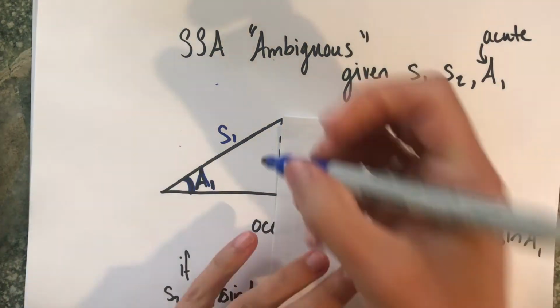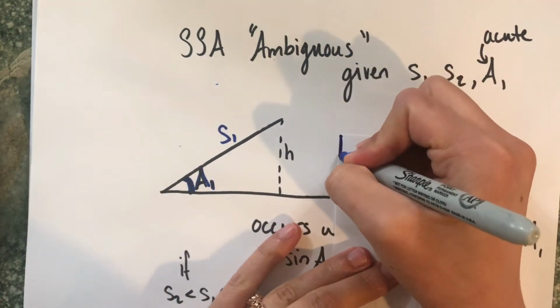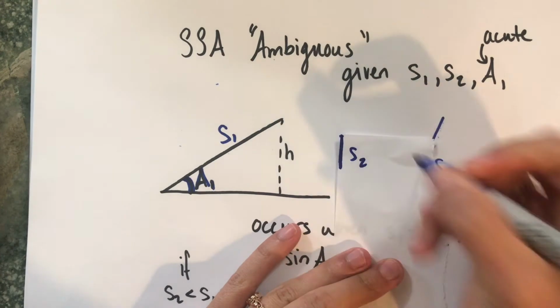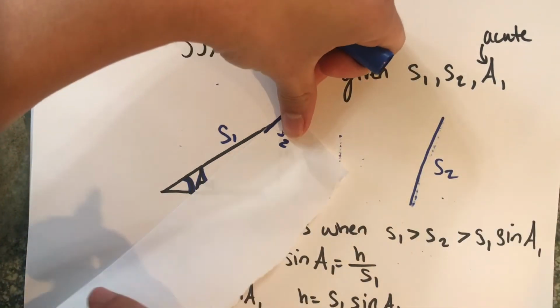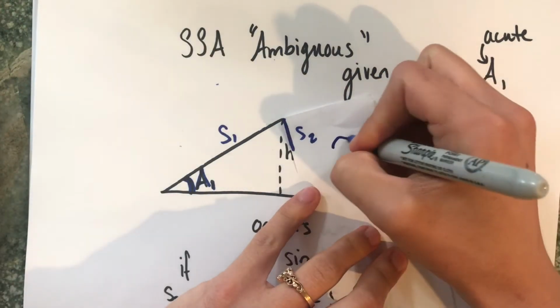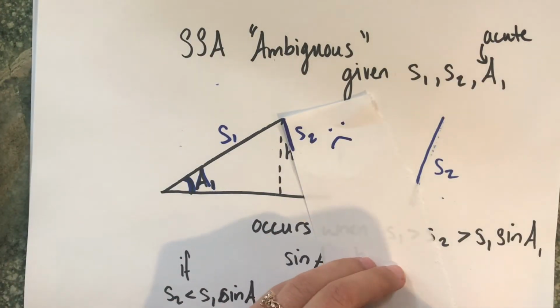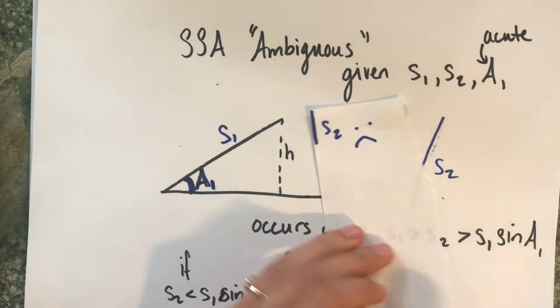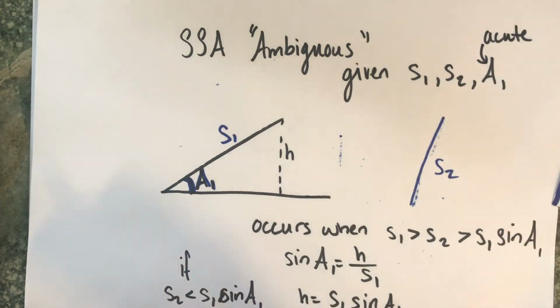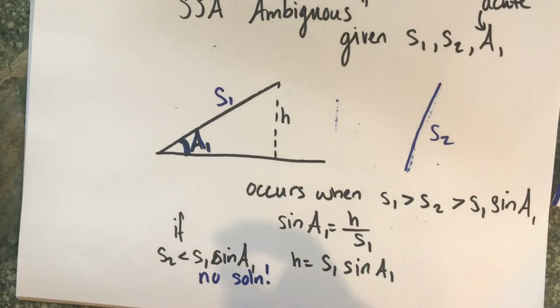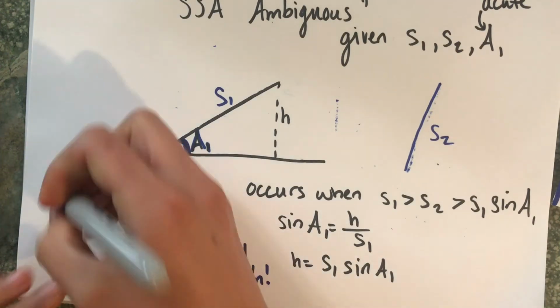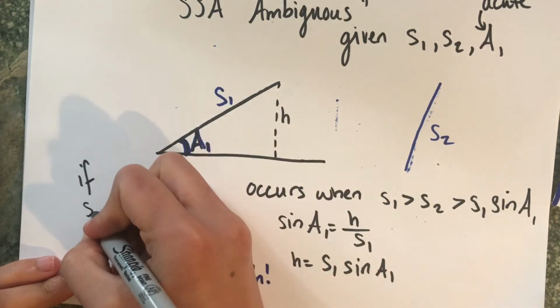Now, let's say I have an S2 that's smaller than h. Notice if I put that S2 there, if it's smaller than h, then I'm never going to be able to make a triangle. So in this case, there is no solution. If your side 2 is smaller than the height that you can draw in this triangle, if it's smaller than S1 sine A, then there's no solution.